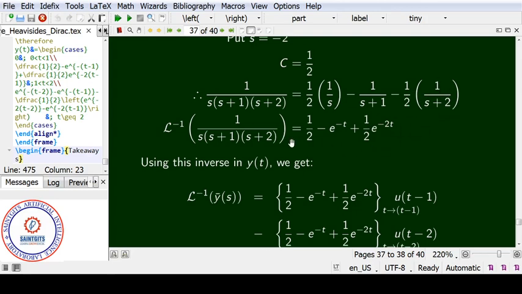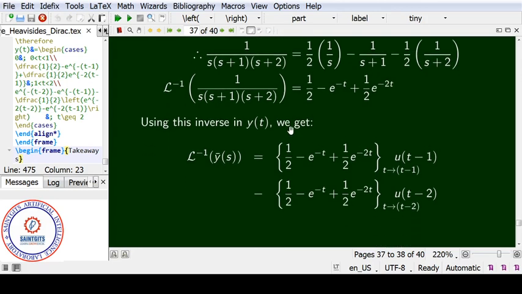Now the rest is substitute these values. L inverse of y bar of s equal to, here we have u of t minus 1. So we have to replace this expression by t minus 1 in the place of t. I put that. And also minus 1 by 2 minus e raised to minus t plus 1 by 2 into e raised to minus 2t. Here we have u of t minus 2, and so we have to replace t by t minus 2. So here instead of t you have to put t minus 2. Here also we do that.